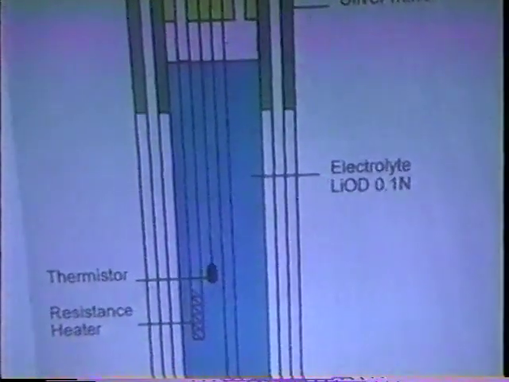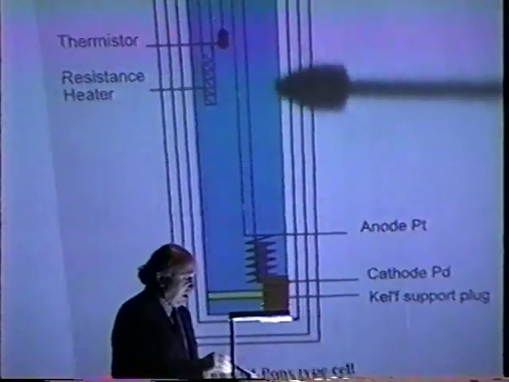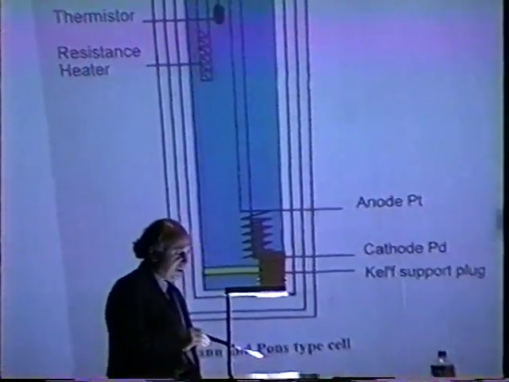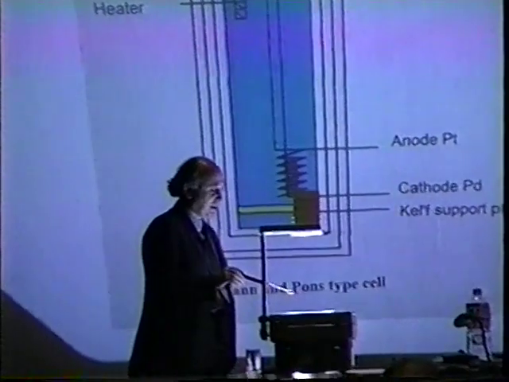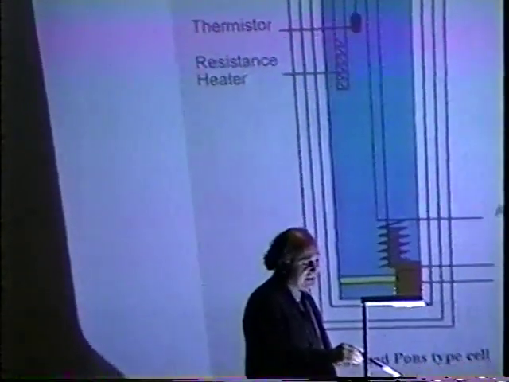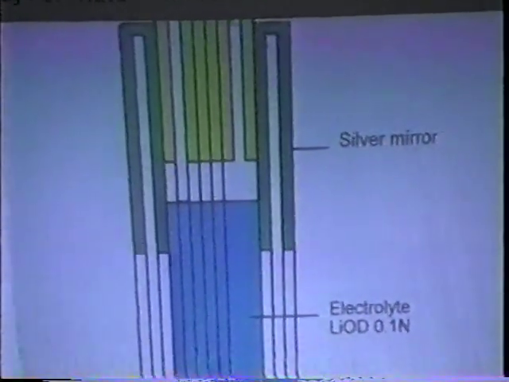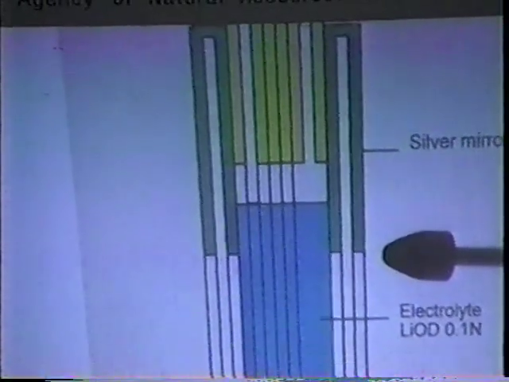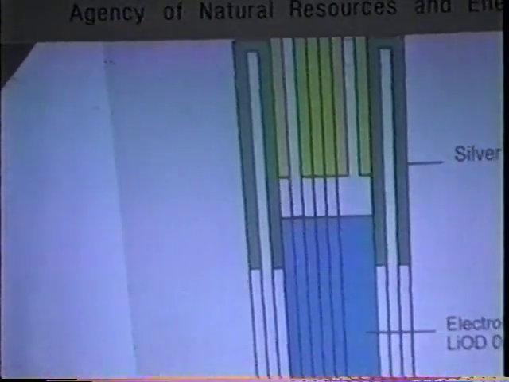We have a cathode at the bottom of the cell, surrounded by a platinum anode. We have a thermistor in the middle to measure temperatures, a resistance heater for calibration purposes, and the top of the cell is covered with a silver coating in order to control exactly the heat loss by radiation. So the heat loss is happening only in the bottom part, not in the upper part, which is silver coated. The electrolyte is lithium hydroxide.